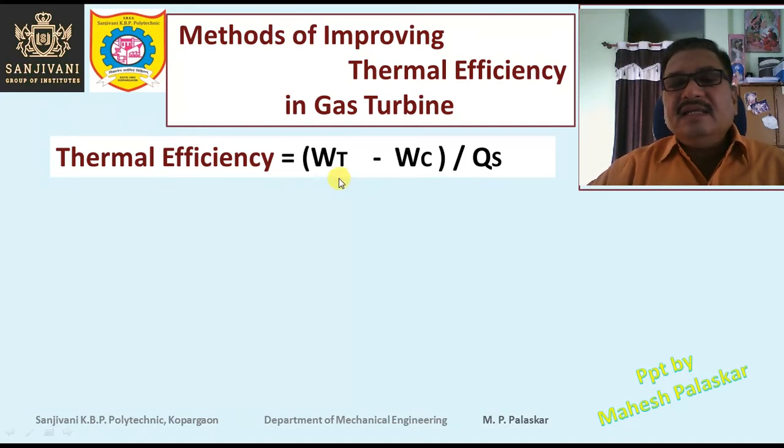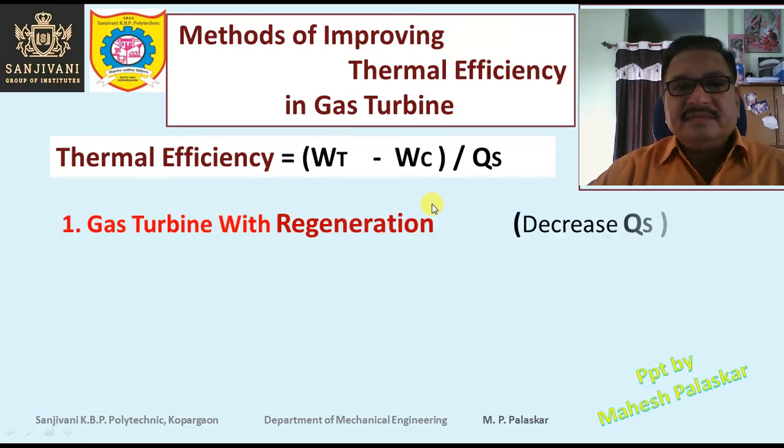we can either increase the useful mechanical work given by the turbine Wt, or we can reduce the work consumed by the compressor, or we can reduce the heat supplied to the turbine. So accordingly, we are going to study the three methods of improving the thermal efficiency of the gas turbine. So first of all, the regeneration method. So the gas turbine with regeneration.